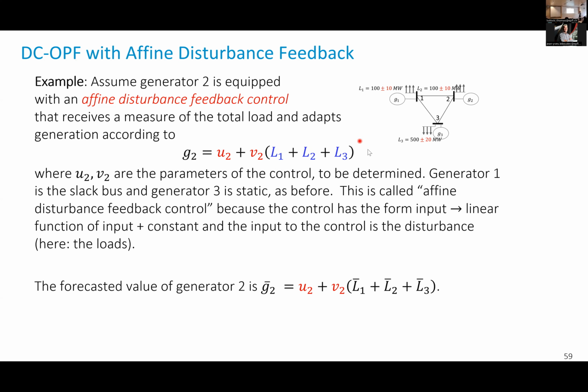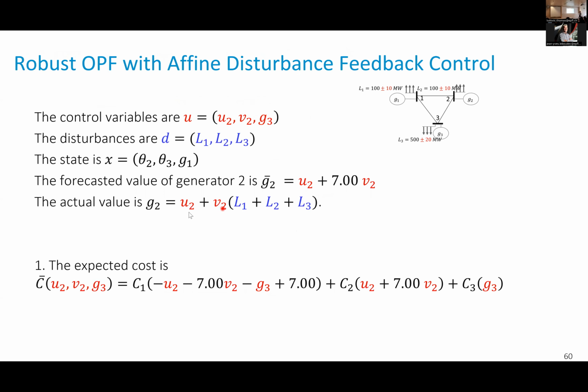Now since this is stochastic optimization, we still need to define a cost value. Like we discussed an hour ago, since everything is linear, I can simply take the expected values and not worry too much about the distribution. So the forecasted value of generator 2 will be this here. And my expected cost will be what I obtain when I replace all the disturbances by their expected values here.